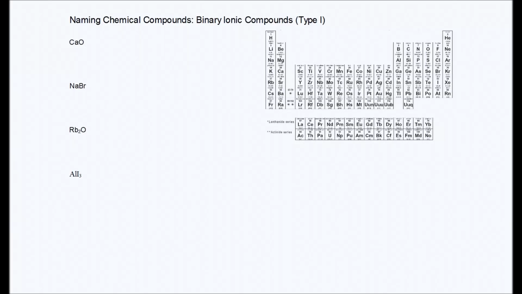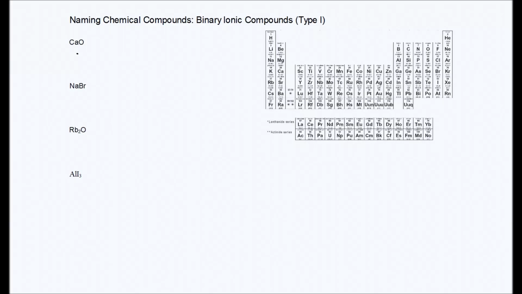In this video, we'll be learning to name chemical compounds. The first chemical compound we want to try to name is binary ionic compounds of type 1. Now, the word binary in this case refers to the fact that these compounds have two elements that make them up. Ionic tells you that one of the elements is a metal, one is a nonmetal. And type 1 refers to the metal specifically.